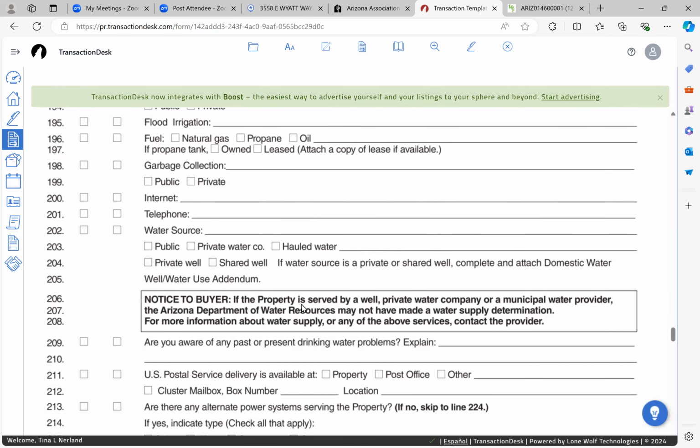Notice to the buyer, if the property is served by a well, private company, or a municipal water provider, the Arizona Department of Water Resources may not have made a water supply determination. For this information about water supply or any above services, contact the provider.